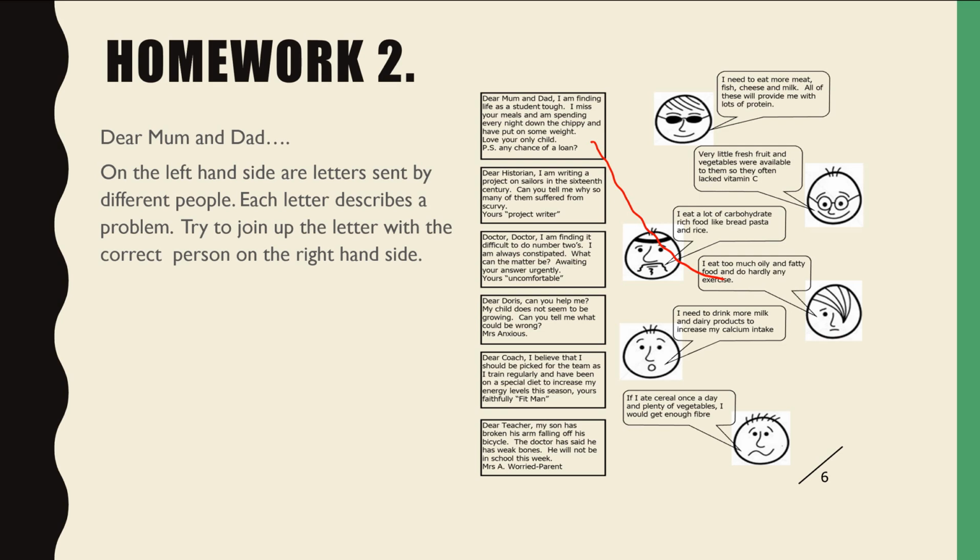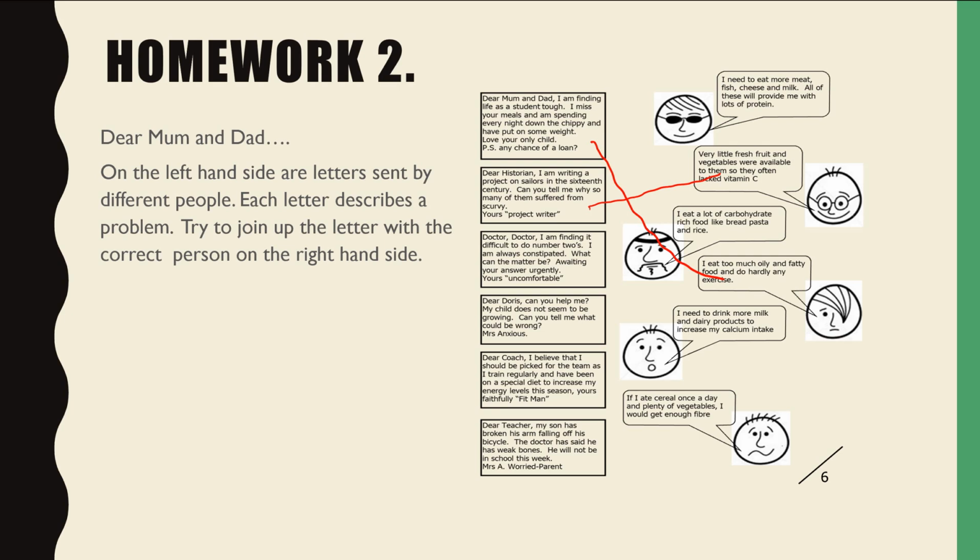"Dear historian, I am writing a project on sailors in the 16th century. Can you tell me why so many of them suffered from scurvy? Yours, project writer." So obviously this is something we've looked at over the last couple of lessons. Scurvy is caused by a lack of vitamin C. So this one goes with this one here. "Very little fresh fruit and vegetables were available to them, so they often lacked vitamin C."